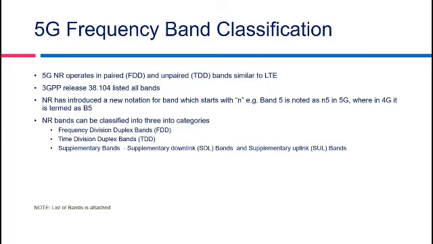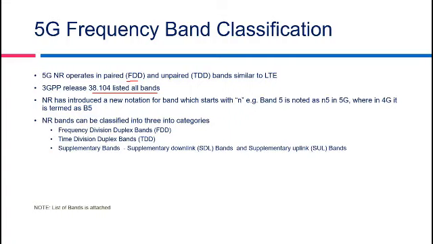5G frequency band classification. 5G NR operates in FDD, which is a paired spectrum, and TDD, which is an unpaired spectrum, similar to LTE. The 3GPP release 38.104 listed all the bands which can be used for 5G.